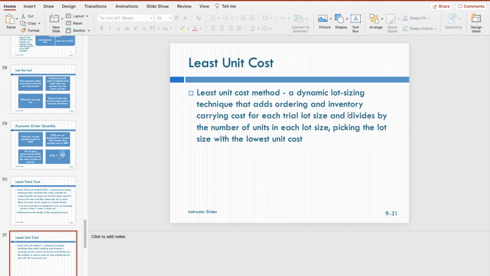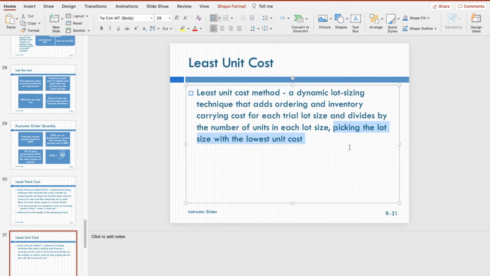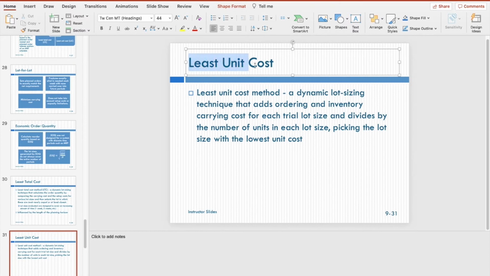What is that? After you add the ordering and inventory carrying cost for each trial lot size, you have to divide by the number of units in each lot size, and then you pick the one with the lowest unit cost. This is the principle for how you pick the lot size within the least unit cost method. So when we talk about the least unit cost technique, what you are trying to balance is still those two different types of costs.